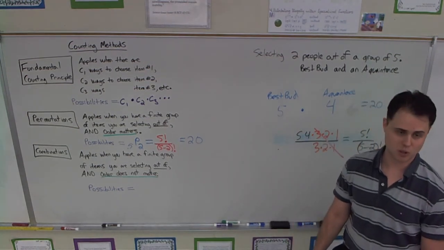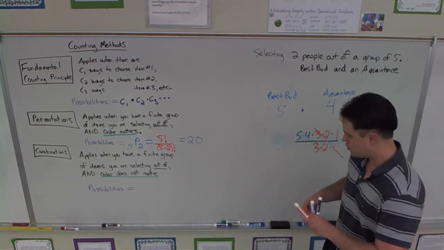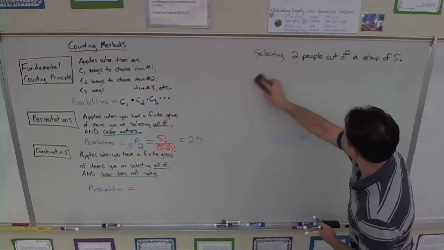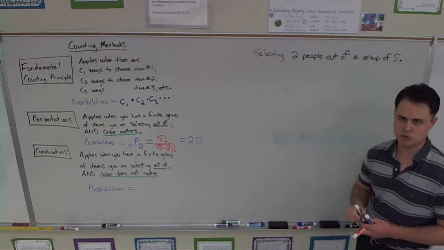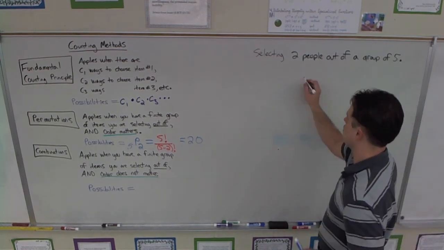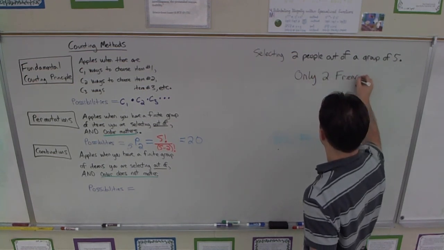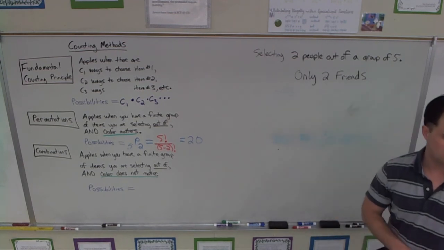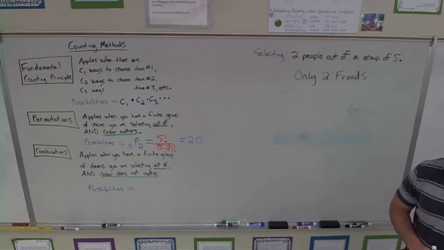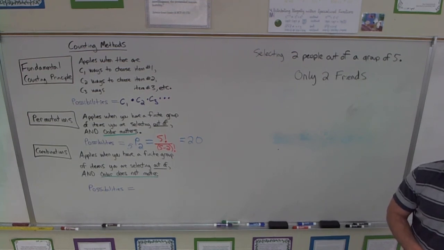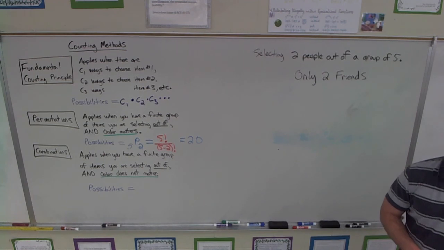That's how permutations work. So let's think about that exact same situation, except now, instead of choosing a best bud and an acquaintance out of those 5 people, we just want to pick 2 friends. So I'm going to say only 2 friends. If we're only picking 2 friends, I don't think order really matters anymore. So you guys tell me, and this is maybe the little bit of a tricky part when you're starting out: are we going to have more possibilities, or are we going to have less possibilities?